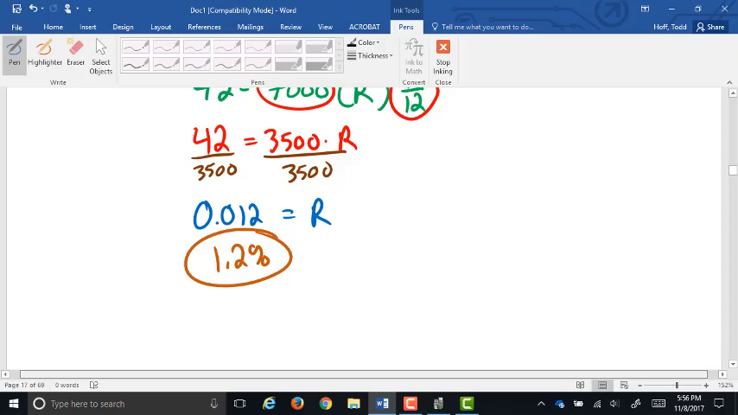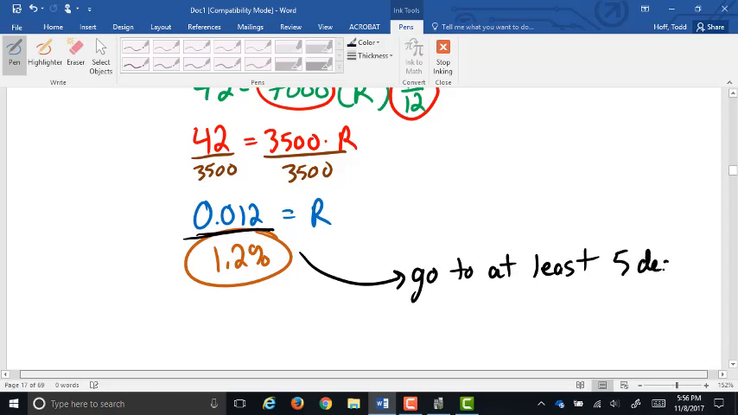Now I get the question all the time. This one was a nice terminating decimal, 0.012. Where should I round that otherwise? Go to at least 5 decimal places.